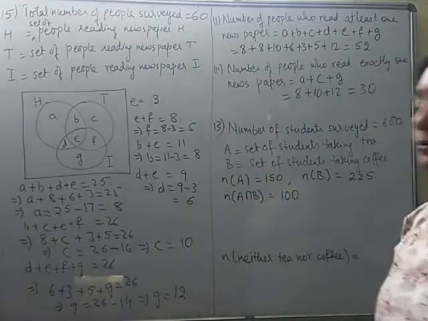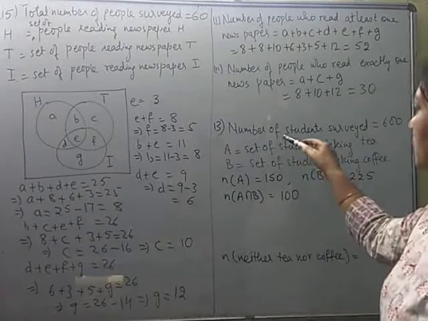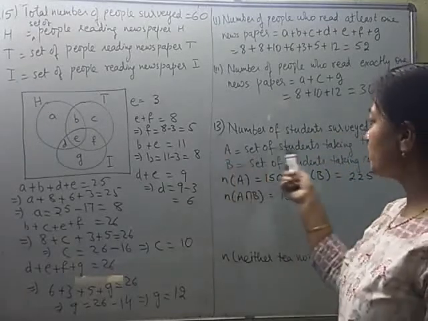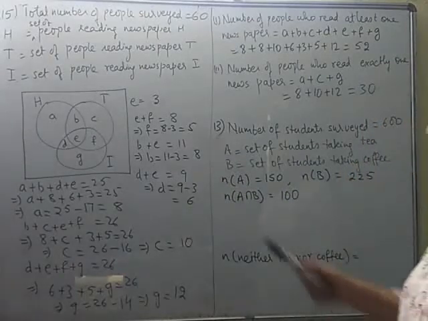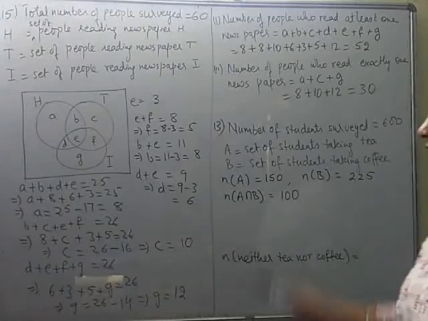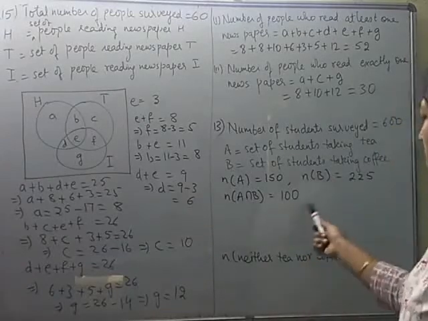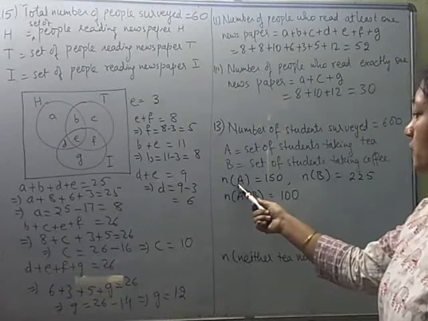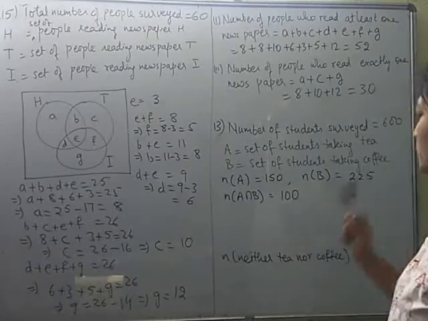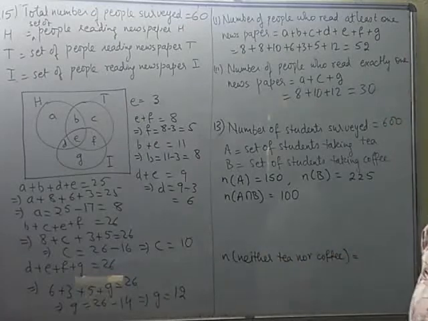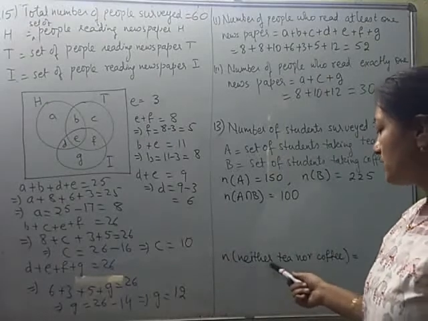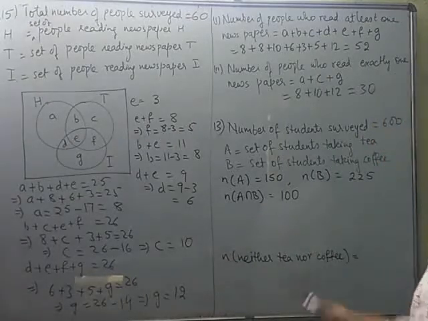This talks about the number of students surveyed in a college. So the number of students surveyed was 600. I have taken A to be the set of the students who were preferring tea. B was the set denoting the number of the students who were taking coffee. So these are the details given to us. Number of students taking tea is 150. Number of students taking coffee is 225. And number of students taking both is 100. You have to find how many students neither took tea nor coffee.